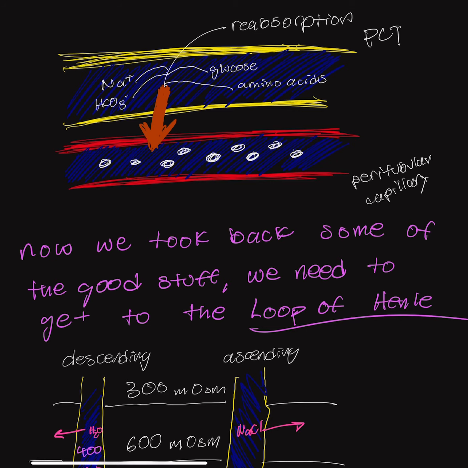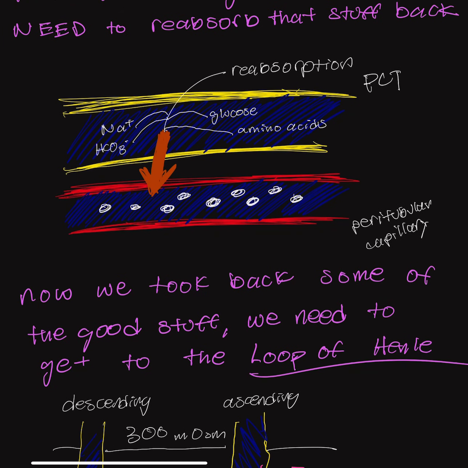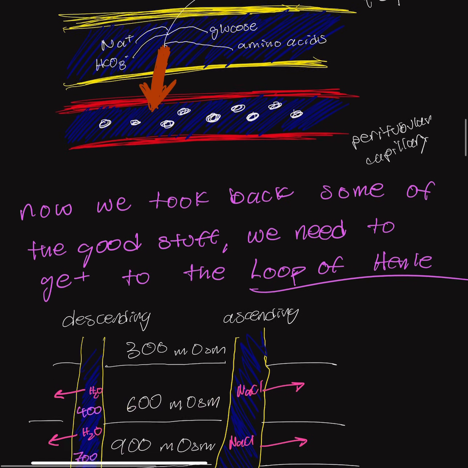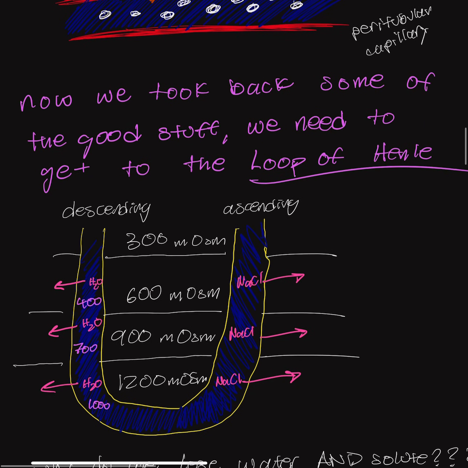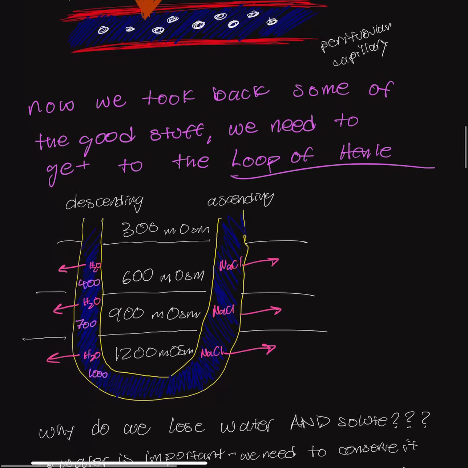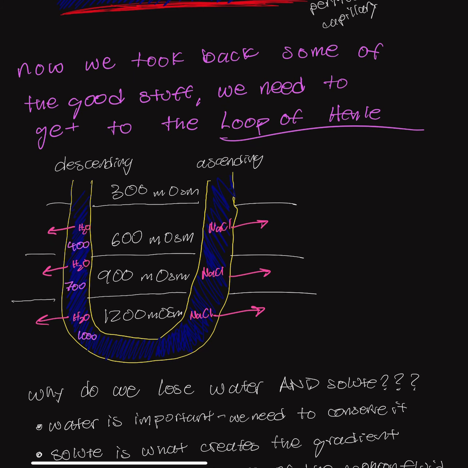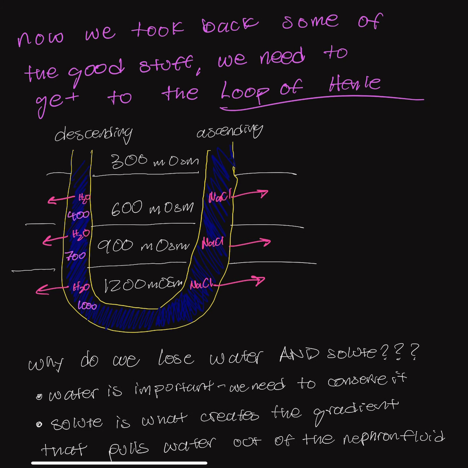Okay, so now that we took back some of the good stuff, I think it's important to know how we change concentrations of the fluid within the nephron. And that's pretty much what the loop of Henle is about. It's that big U, and each part of it. So this is another good thing to add, talking about the anatomy of the kidney again. The outer part is the cortex. The inner part is the medulla.